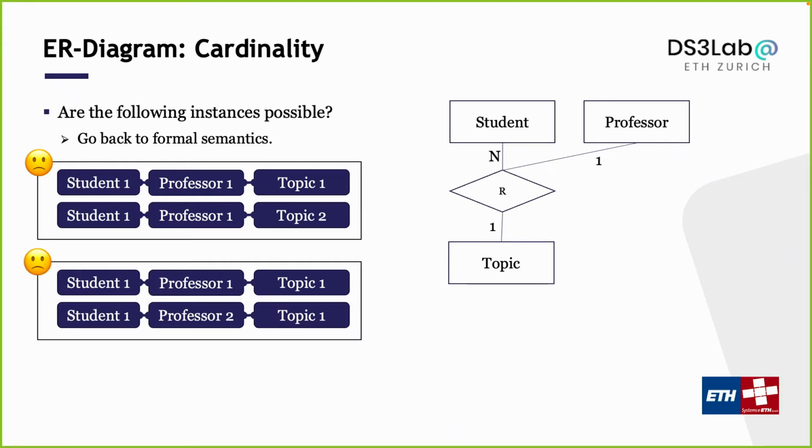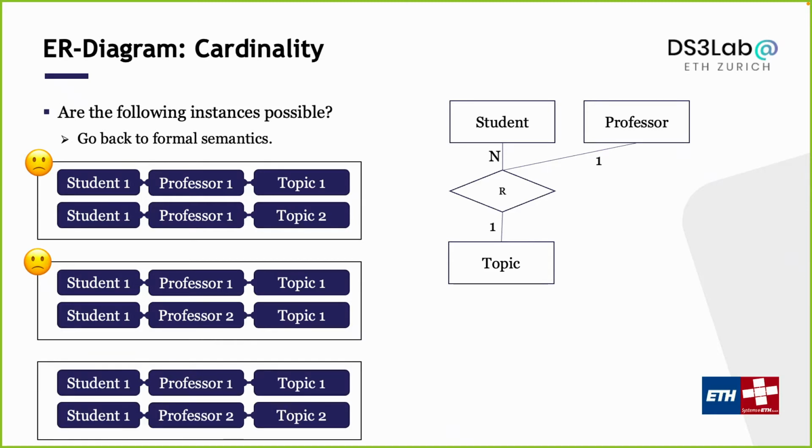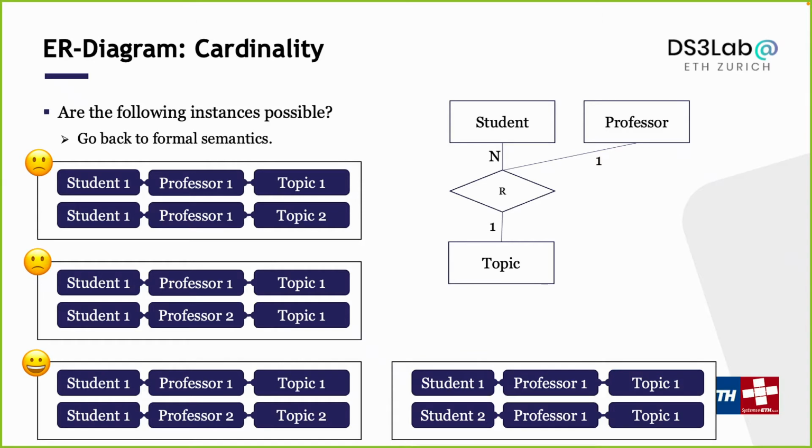Similarly, we have this other database instance: student 1, professor 1, topic 1, and student 1, professor 2, topic 2. Is this valid? Again, go back to the definition. Look at all the student and topic pairs. In this case, student 1, topic 1 and student 1, topic 2 is okay. Look at all the student and professor pairs. Student 1, professor 1 and student 1, professor 2 is okay. So this one is valid. And you can go through the same exercise, and this one is also valid.